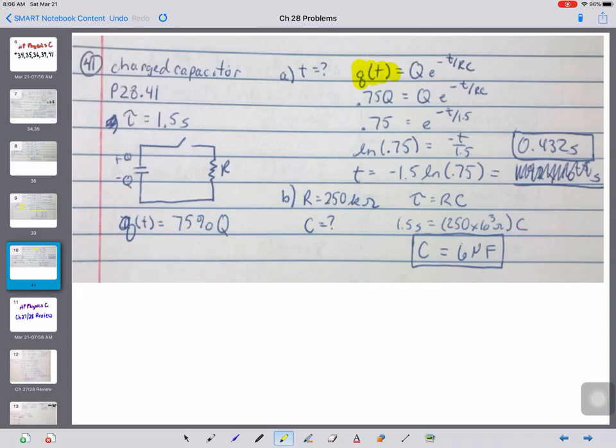In B, you want to know the capacitance. You know the time constant. That's just a matter of plugging into that equation.